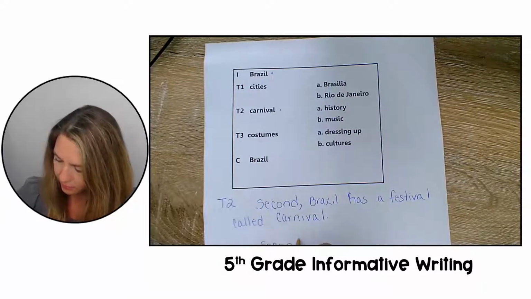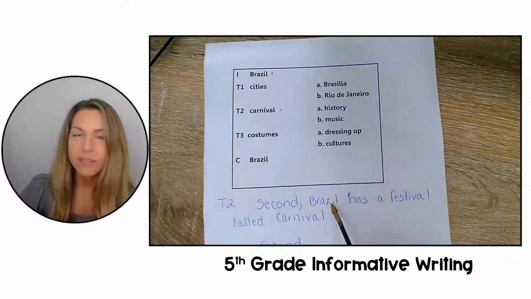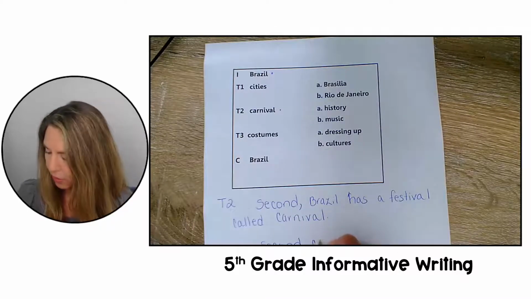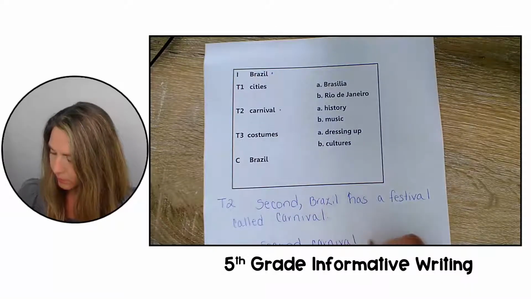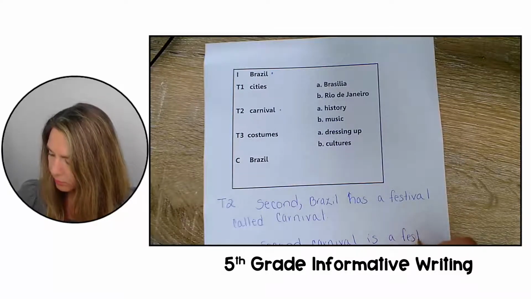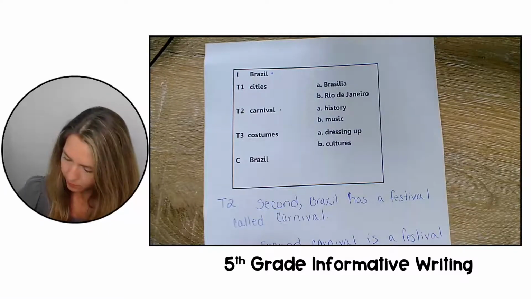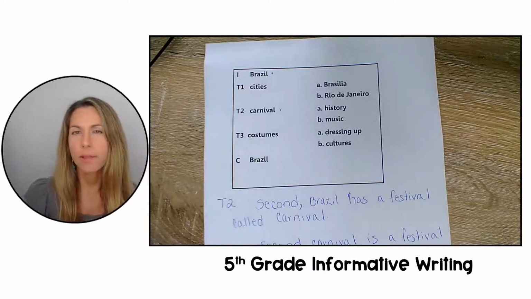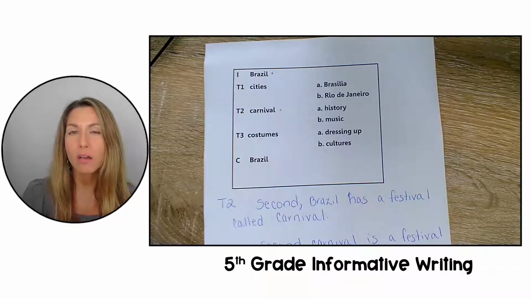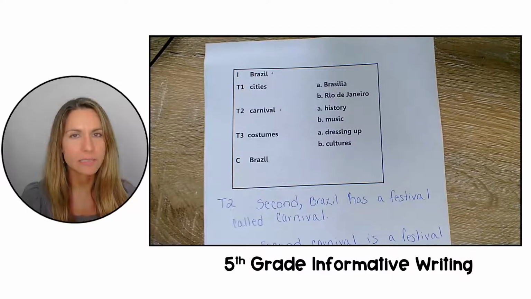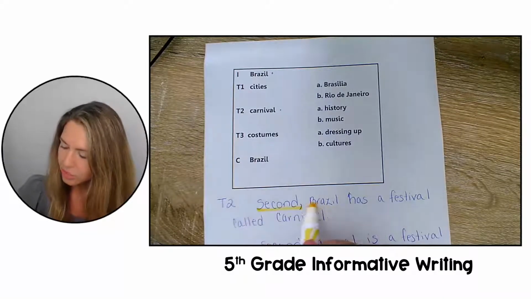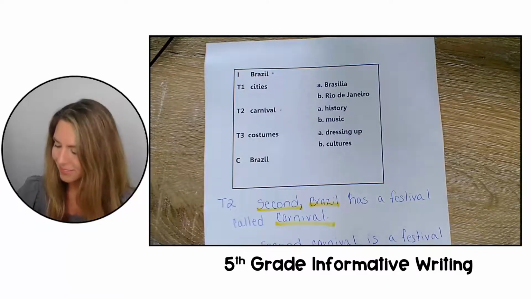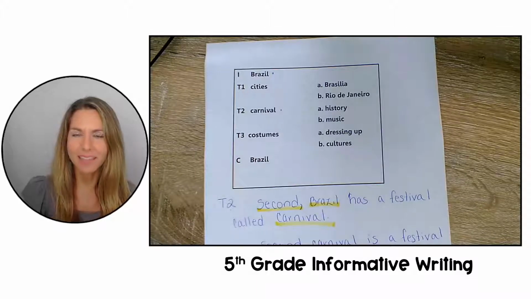I could say second, and instead of saying Brazil and then Carnival, I could say Carnival and then Brazil. I could say second, Carnival is a festival in Brazil. It doesn't matter whether I mention the prompt first or the topic, as long as I mention both of them and my sentence sounds right and makes sense. So transition, prompt, topic. Transition, prompt, topic. You got it? All right.